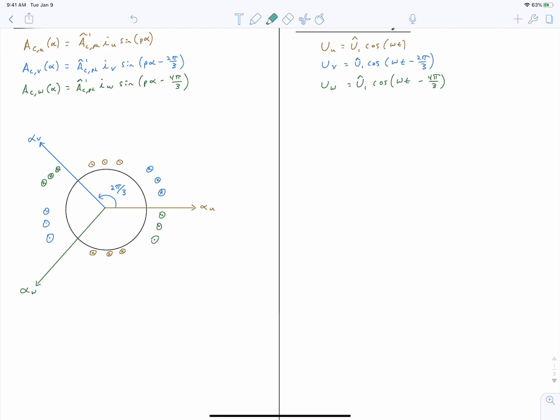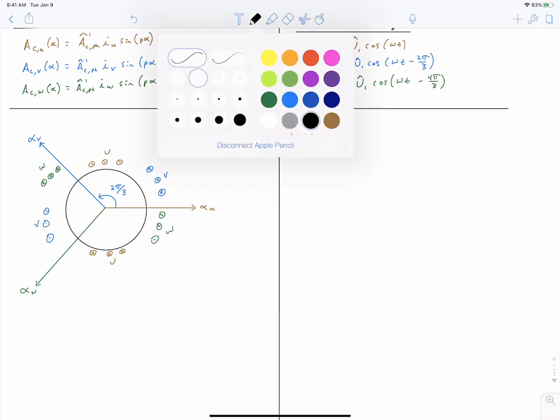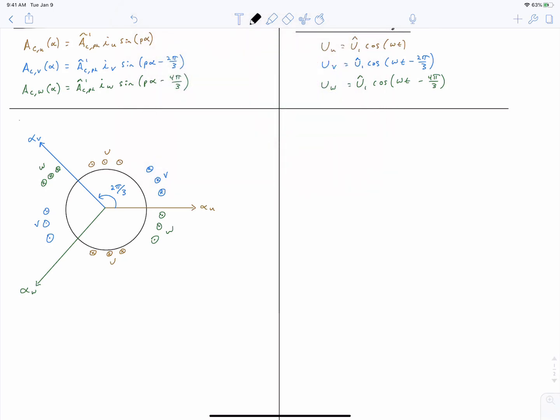And so this spacing and these lines all match up to these angles that we've indicated up here. Alpha U was 0, alpha V is negative 2 pi by 3, or 2 pi by 3, and alpha W is 4 pi by 3. And as I've sketched this right now, this corresponds to a motor with P equals 1 pole pair.